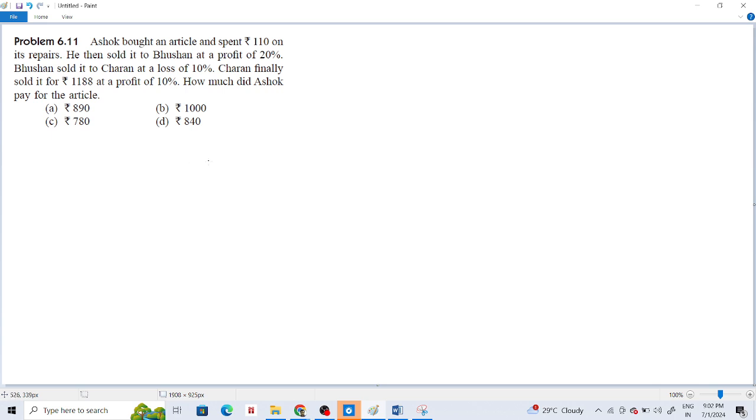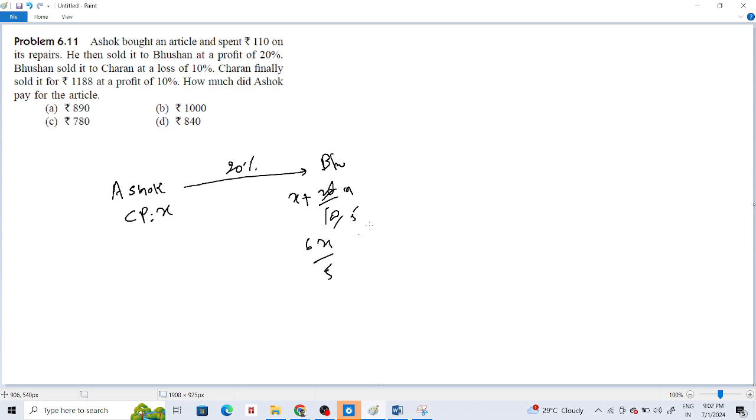Okay, so let us do this sum. Ashok bought an article and spent 110 on the repairs. He sold it to Bhushan at a profit of this. So let Ashok's total CP be X, and he sold it to Bhushan at a profit percentage of 20%. So that means X plus 20% of X, so that is 6X by 5.